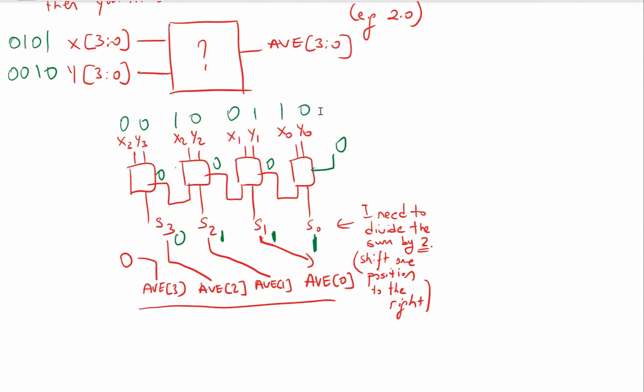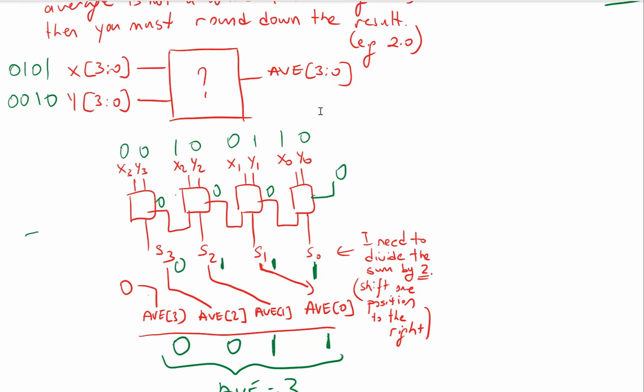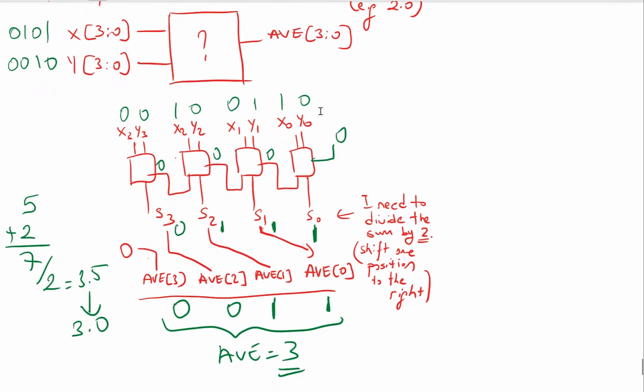So then my average number will become, so I have a 1 here, another 1 here and 0 here, 0 here. So what is this? So this is my average, which is 3. I added 5 and 2. The result is 7. If I divide it by 2, 3.5, but I need to round it down to 3.0. So for this example, it is working, right? So now I got my average to be 3. We can try another example.